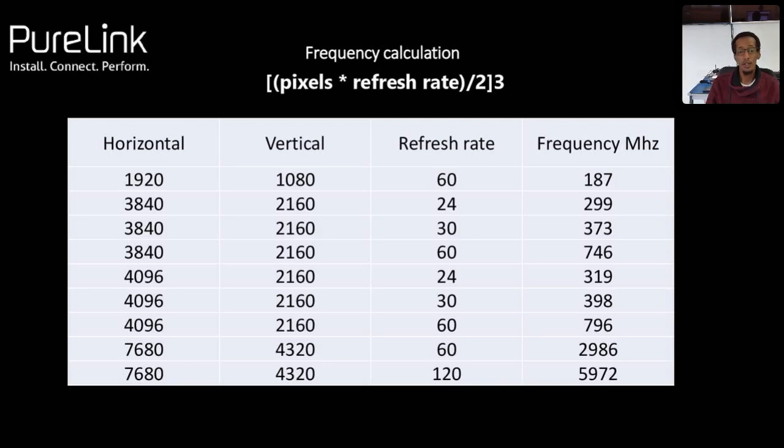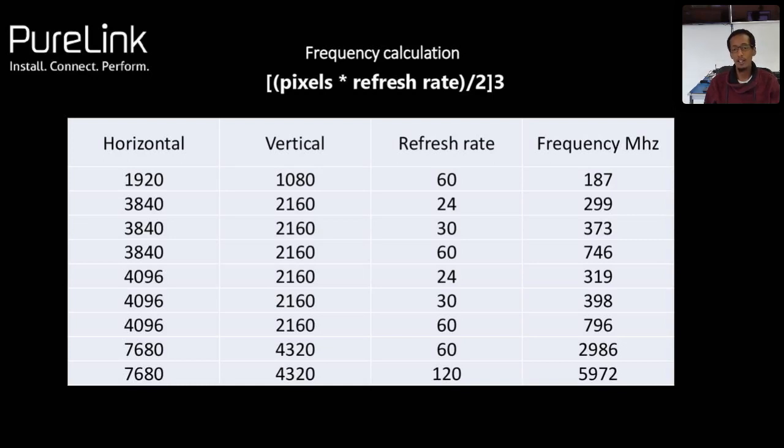Another important thing to know with HDBaseT is the frequency, the megahertz, and how you can calculate it. You don't have to calculate it every time by yourself. It's just important to understand that, for example, a 1080p signal with a refresh rate of 60 hertz has a frequency of 187 megahertz. But if you look, for example, here at a 4K signal, all of them are above 300 megahertz. So your HDBaseT line can handle this.